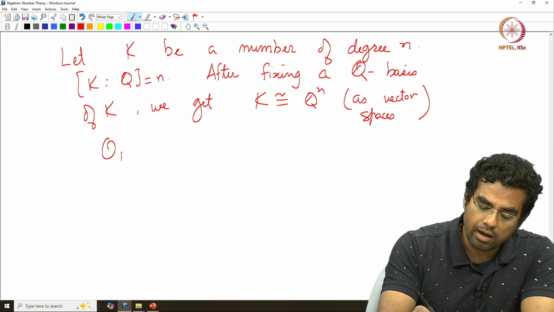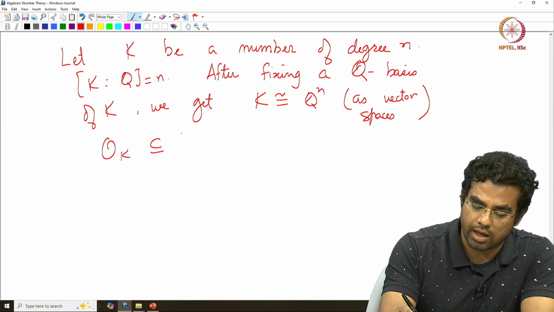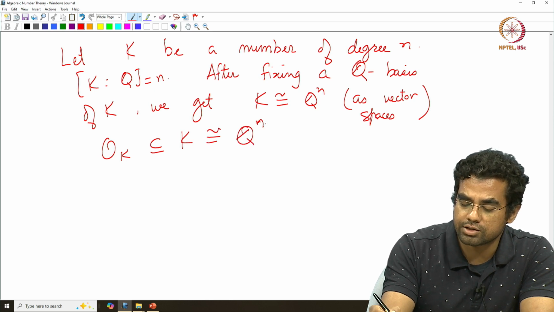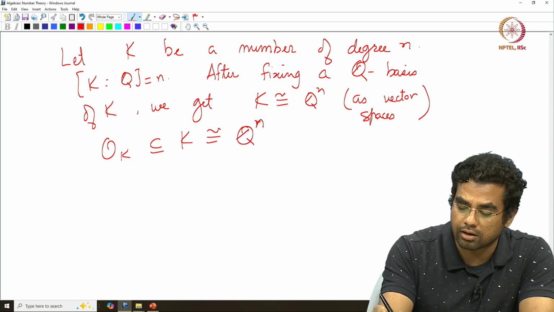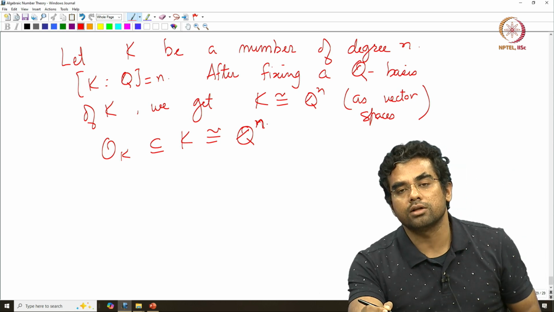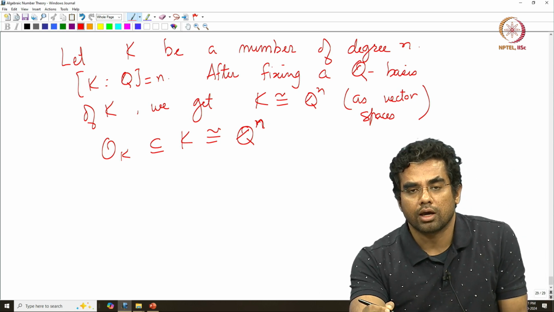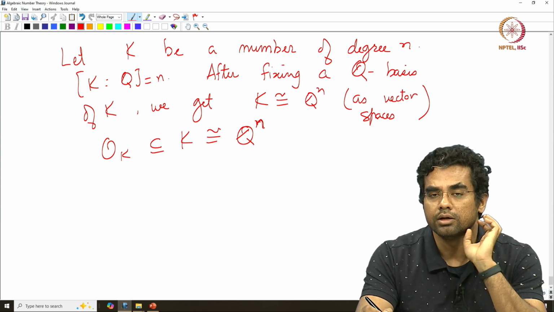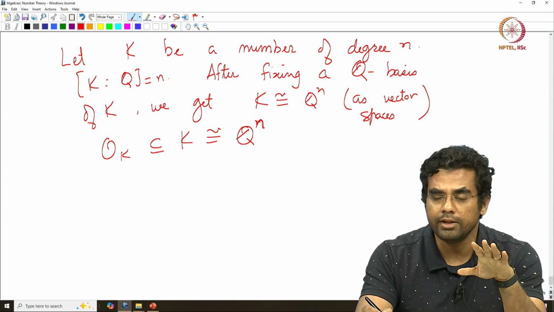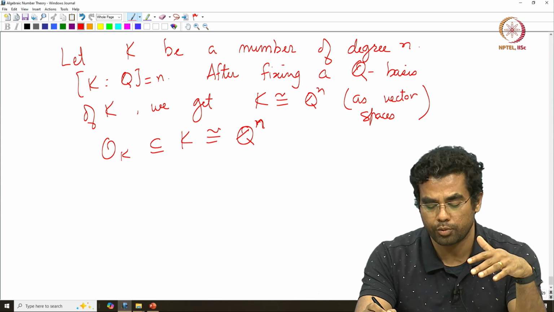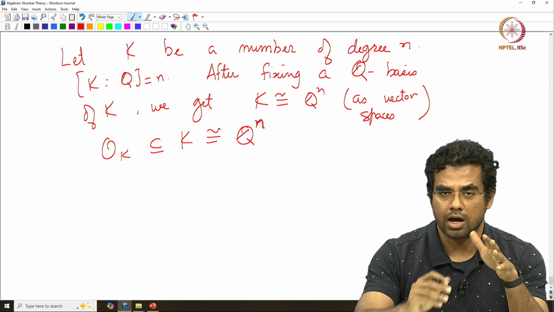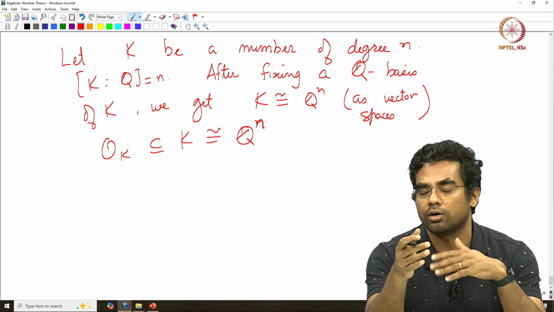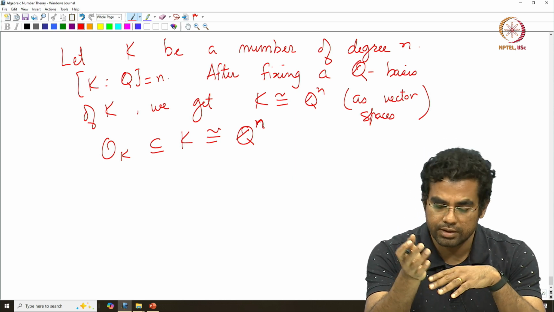And now O_K is contained in this Q^n, right. So, you can ask yourself what is this O_K. I mean, how does this O_K sit inside this Q^n. So, roughly you can think of Q^n as rational points in R^n, and R^n is a nice Euclidean space that we are used to from linear algebra or from coordinate geometry, etc.